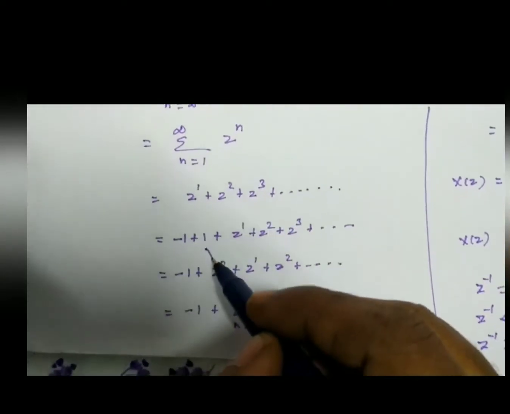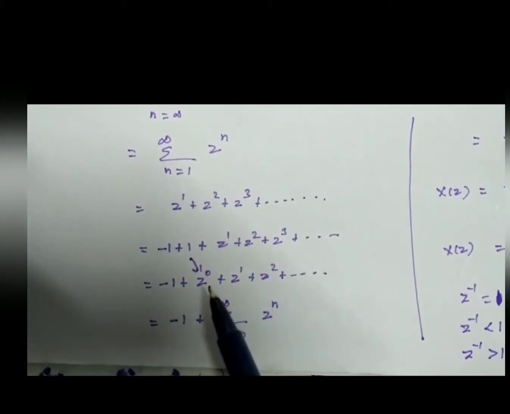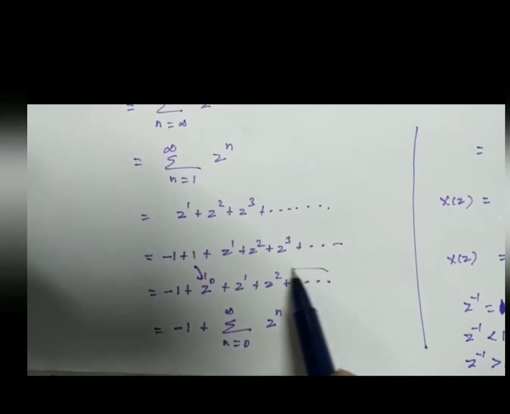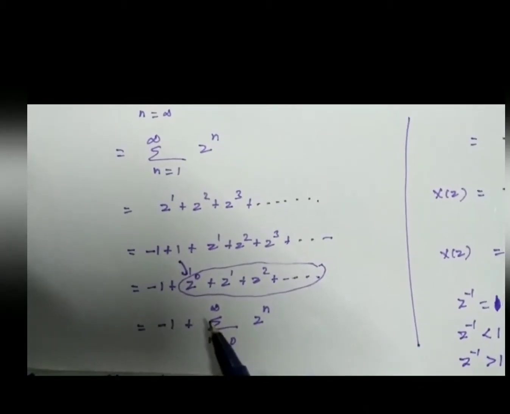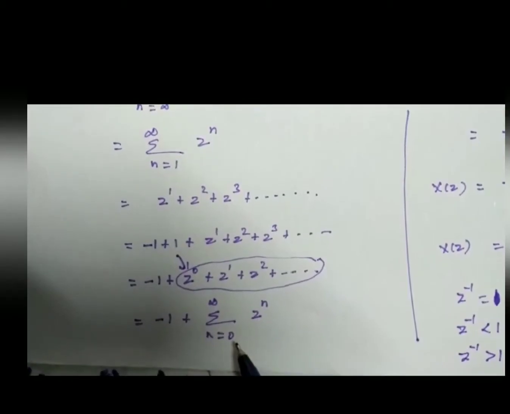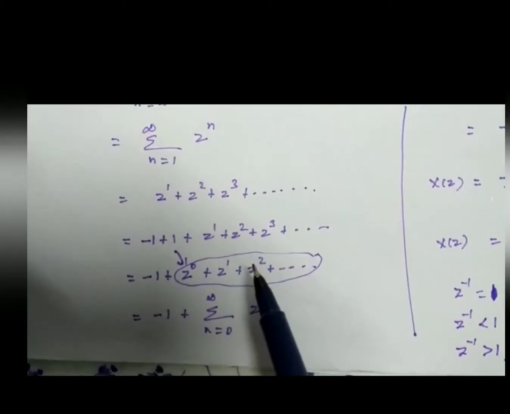After this step, you just add and subtract 1. This 1 can be written as z power 0, since anything power 0 is 1. Now this entire sequence can be compressed into the sum of n equal to 0 to infinity of z power n. When you put n equal to 0, z power 0; n equal to 1, z power 1; n equal to 2, z power 2. Like this it is going.